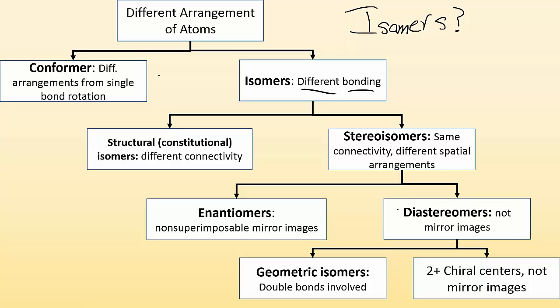Then we got diastereomers, which are not mirror images. So they have different spatial arrangements, the same connectivity, but they're not mirror images. So things like geometric isomers, where you have cis and trans. So I can have something like trans-difluoro-1,2-ethane, or I can have it be the cis version of it. So those would be examples of geometric isomers. And then we have another group where there are 2 or more chiral centers that are not mirror images, and we're not going to really talk about those right now.